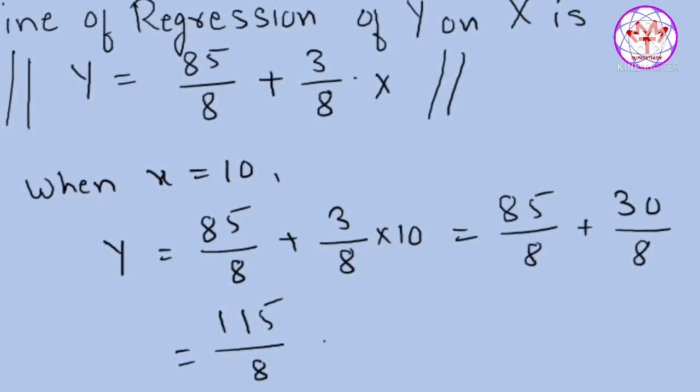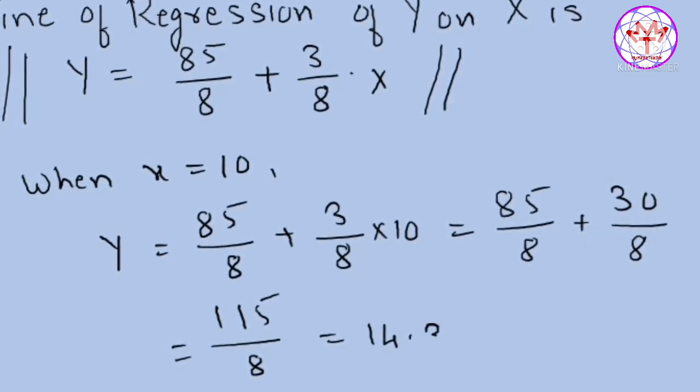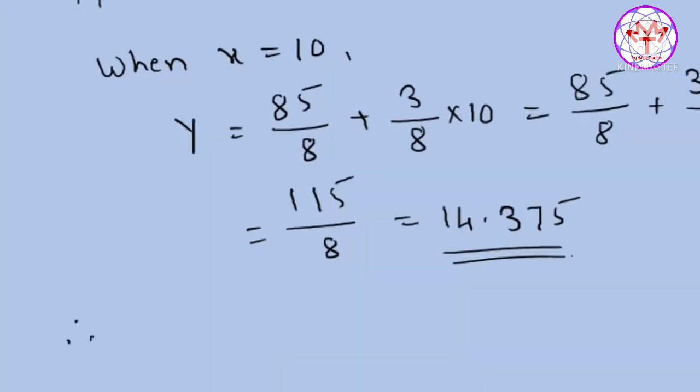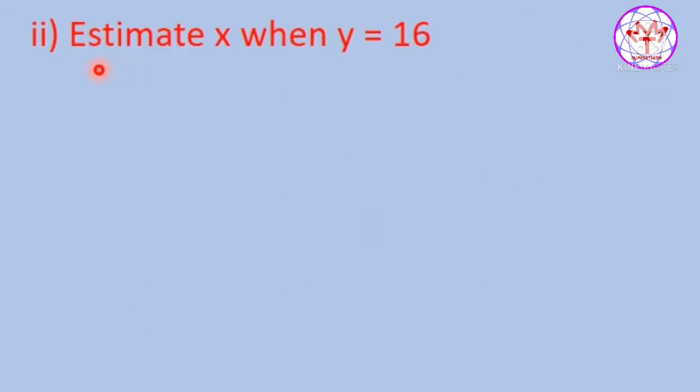This is equal to 14.375. So we can write y is equal to 14.375 when x is equal to 10. So this completes your sub-question number 1. Now let us start with sub-question 2. The next sub-question is estimate x when y is equal to 16.